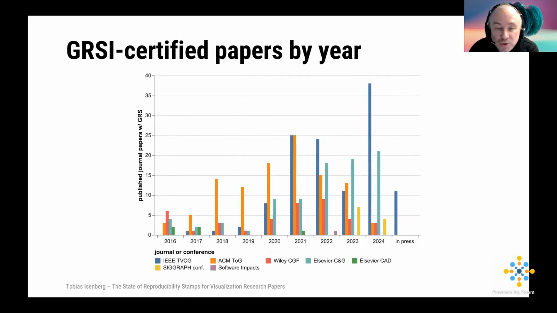We can spread this out over the years. We see that initially graphics venues were very active. TOG was the leading venue initially, but then TVCG caught up and currently has the highest contributions, but also Elsevier's Computers and Graphics is increasing quite a lot recently. So then, of course, this is not about just graphics or the whole data set. We want to know about visualization.